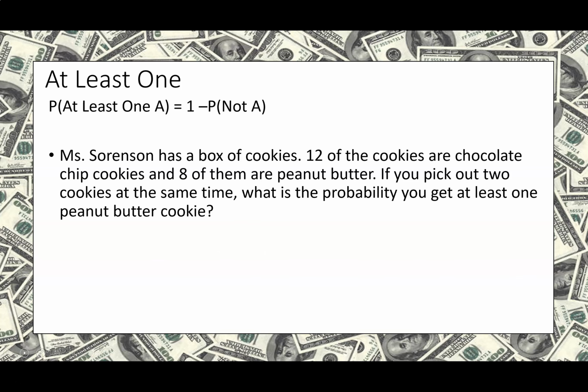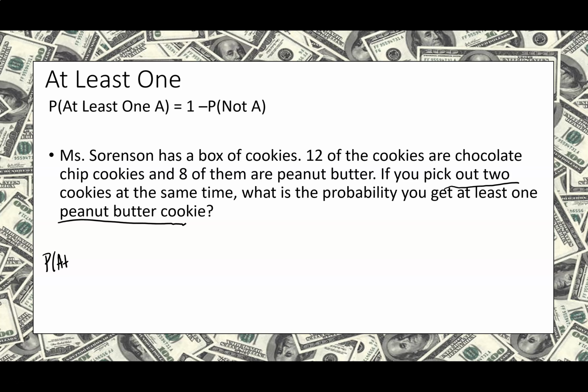Okay, here's another one. This is a little bit different. Let's check out the wording here. It's saying that Ms. Sorensen has a box of cookies. 12 of them are chocolate chip. 8 of them are peanut butter. If you pick out 2 cookies, what's the probability you get at least 1 peanut butter cookie? So again, we're still picking out 2 cookies, but now we're trying to get at least 1 peanut butter.